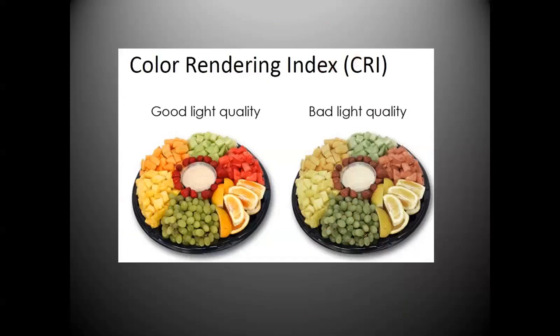Again, here, good quality, bad quality. I mean, the fruit on the left just looks fantastic, and the other one just kind of looks a bit dull and not quite as delicious as the left-hand side. And that has to do with not necessarily the Kelvin temperature, but the actual color rendering index in this situation.